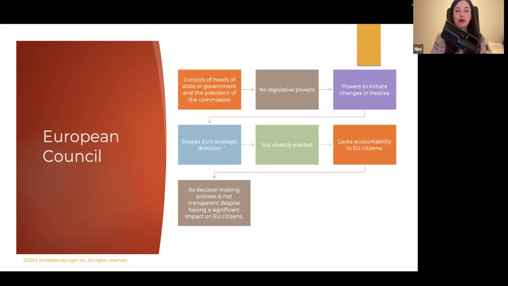You need arguments on both sides. You need to say why it is democratic and why it is not democratic. You need to be neutral and make arguments on both sides for each institution.